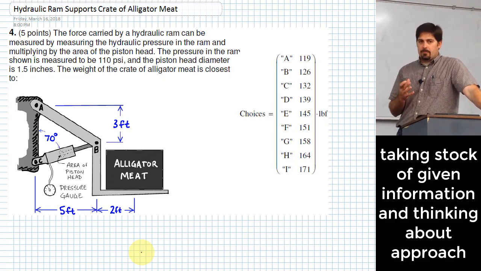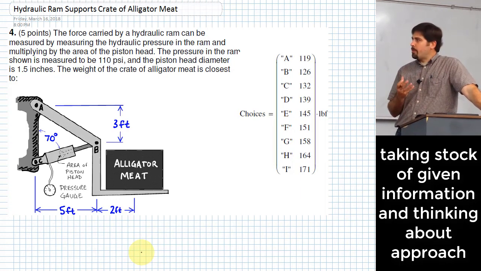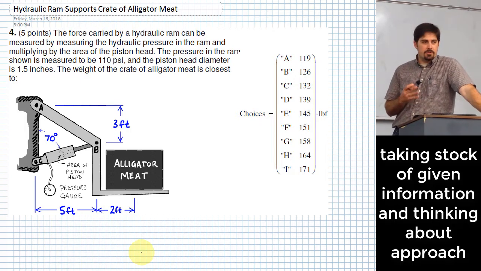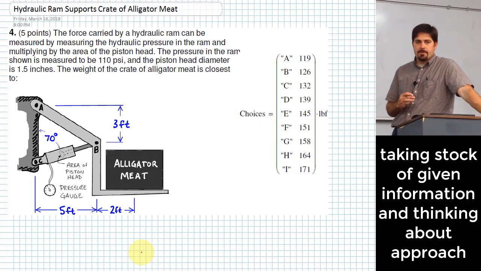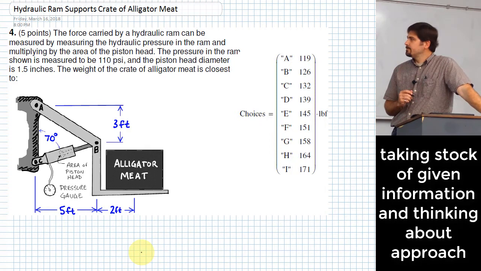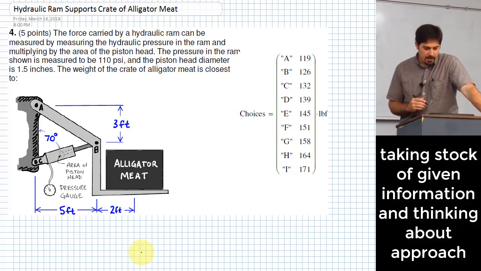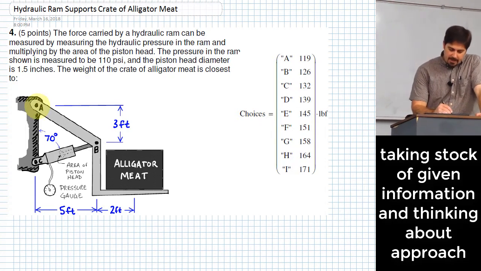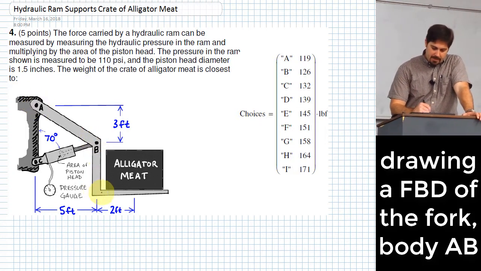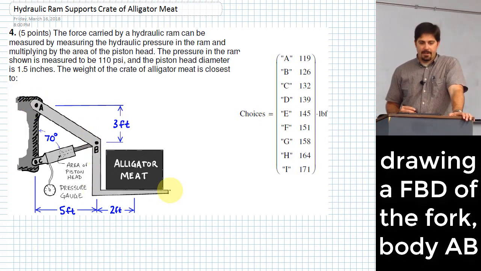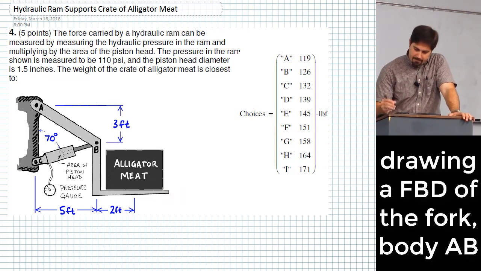So what we need to do then is determine what body we should draw a diagram of. And that's a lot of times the first tricky part, figuring out what we want to do the diagram of. So what do you think? Give me some ideas. Okay, the fork body. I like that. So I think the suggestion is basically this body that goes from A to B and then underneath this crate of alligator meat. So I like that.